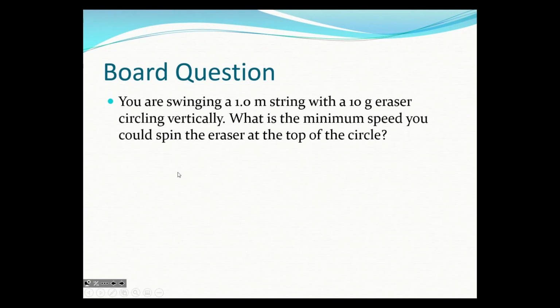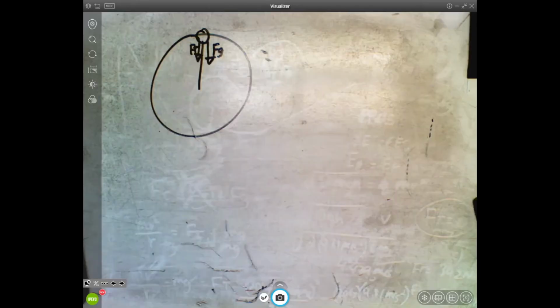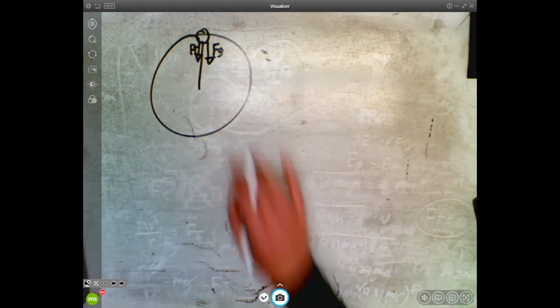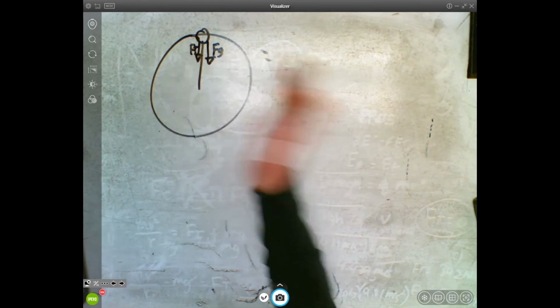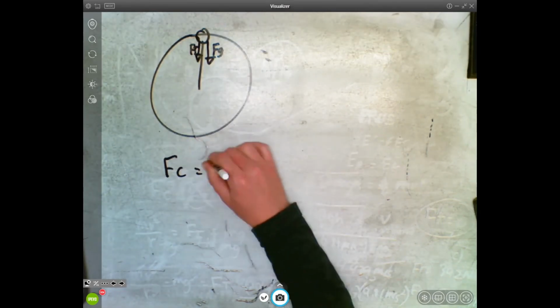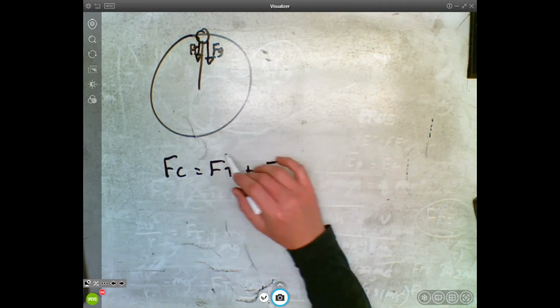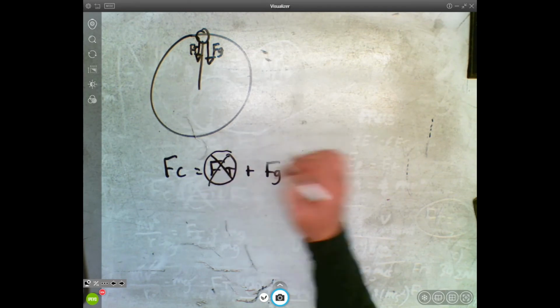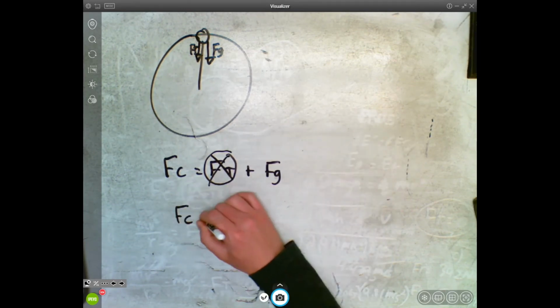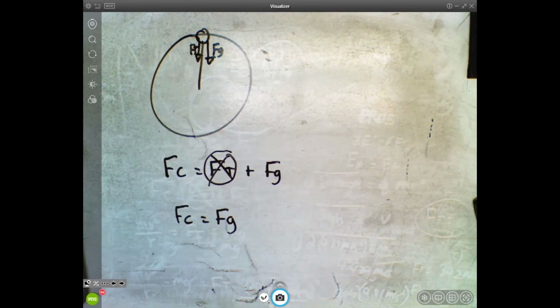So at the top, this is a circle, this is a string, this is your eraser. The length of the string is actually your radius. At the top of the circle, just like every other time, your force of tension and your force of gravity are both towards the center of the circle. So our Fc is equal to Ft plus Fg. But the minimum speed means that Ft is equal to 0, so Fc is equal to Fg.